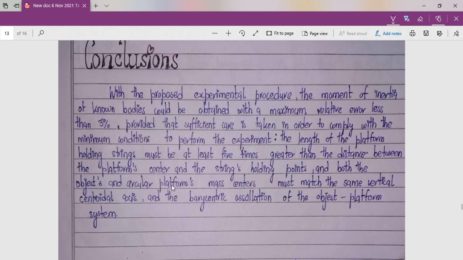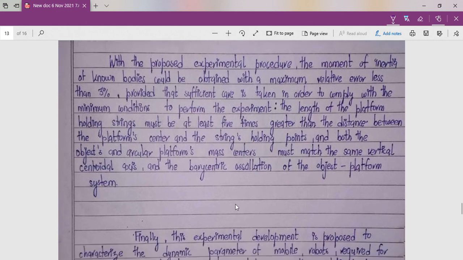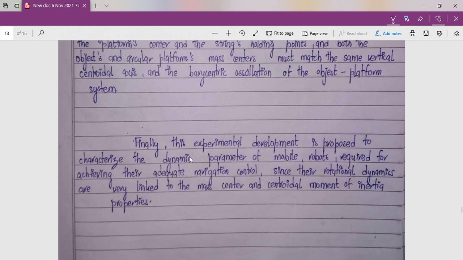And both the object and circular platform must match the same vertical centroidal axis and the barycentric oscillations of the object-platform system. Finally, this experimental development is proposed to characterize the dynamic parameters of mobile robots required for achieving their adequate navigation control, since their rotational dynamics are very linked to the mass center and centroidal moments of inertia properties.